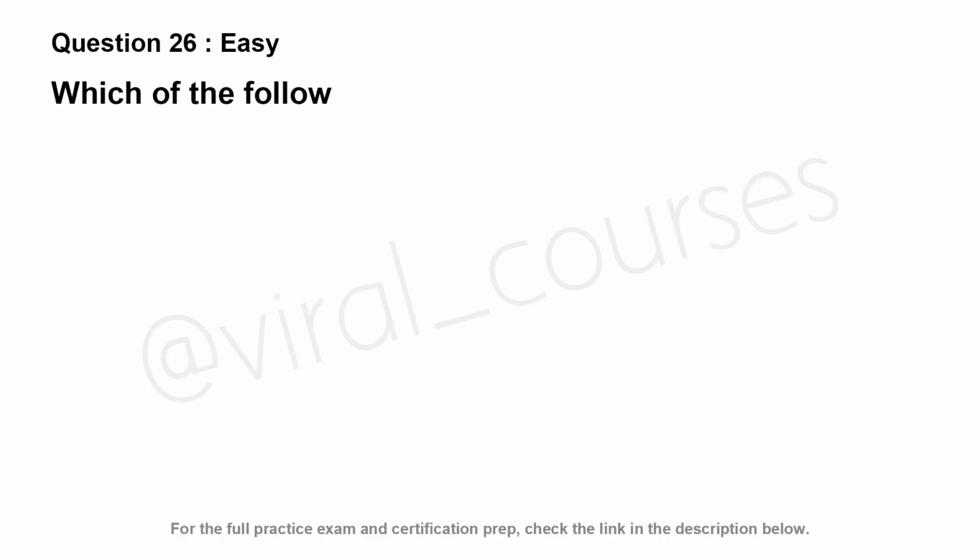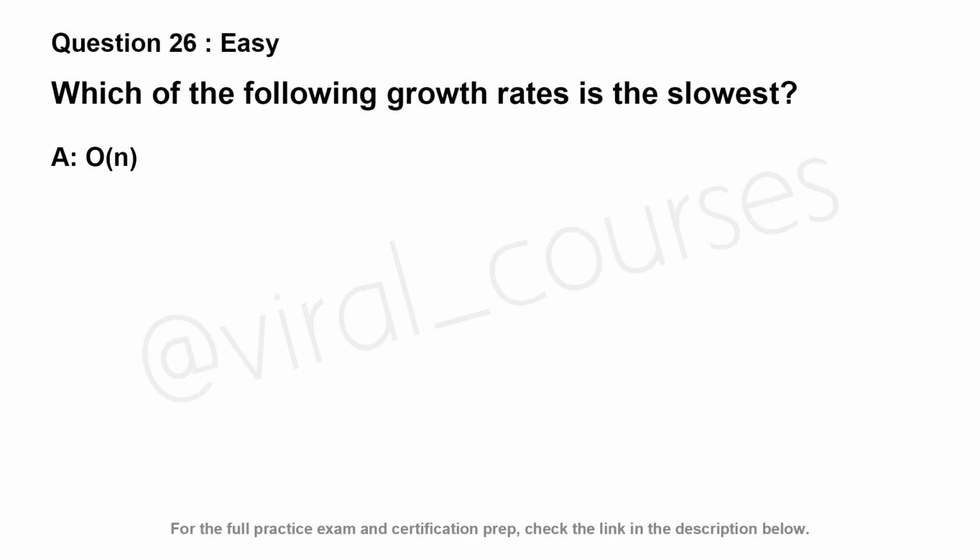Which of the following growth rates is the slowest? Option A, O(n). Option B, O(n log n). Option C, O(log n). Option D, O(2^n).